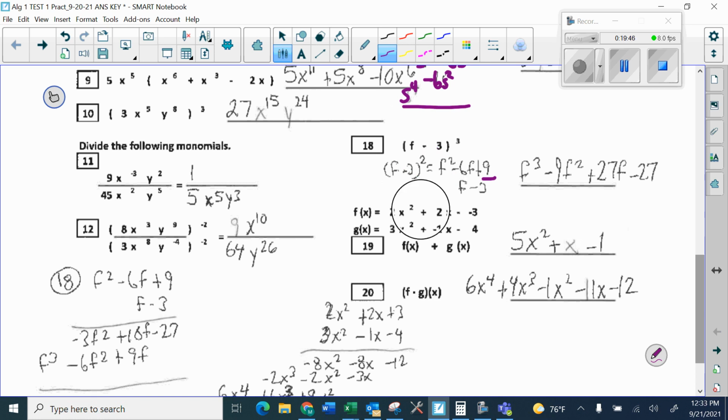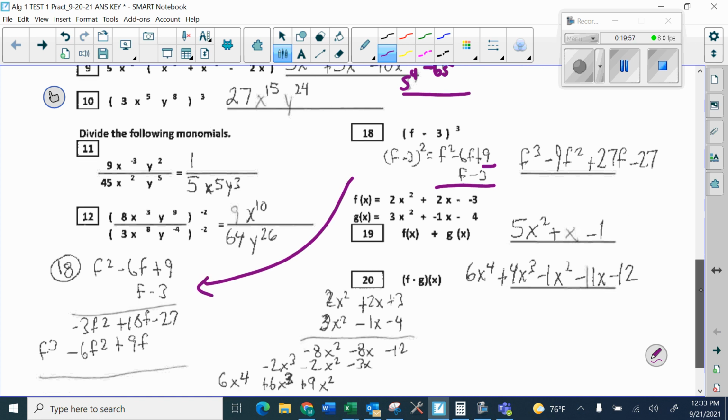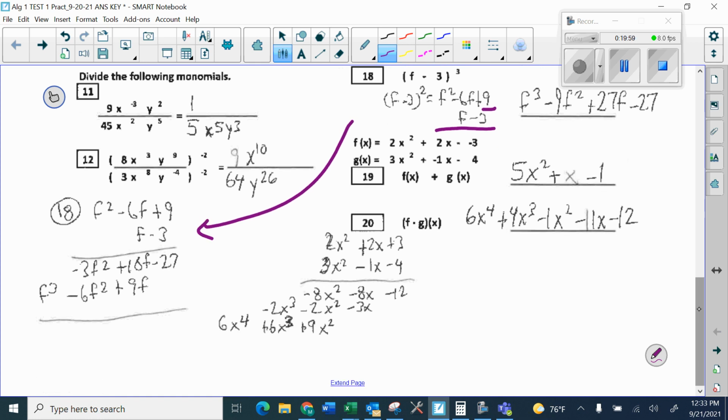So now I take that answer and multiply it by f minus 3 again, right there. Okay, now I didn't have room to put that there, so that is put down right over here for 18. Okay, negative 3 times 9, negative 27. I'm just distributing this negative 3 through all three of these here. Negative 3 times negative 6f, 18f, that's an 18 there. Negative 3 times f squared is negative 3f squared.